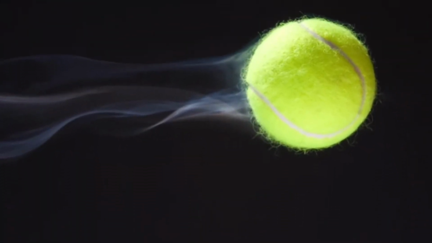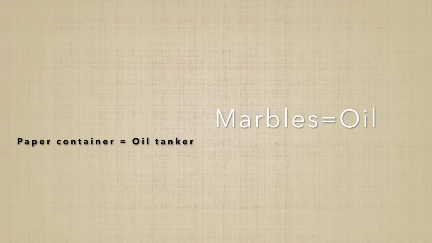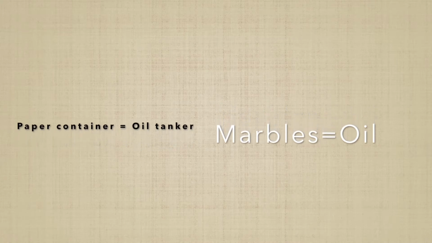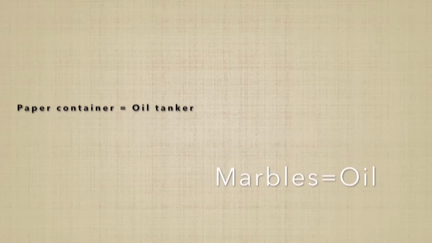The force provided by the ball represents an accident that may crack the oil tanker, which could make the oil spill on the ocean. And the paperboard container represents the oil tanker. The small marbles in the paperboard container represent the oil.